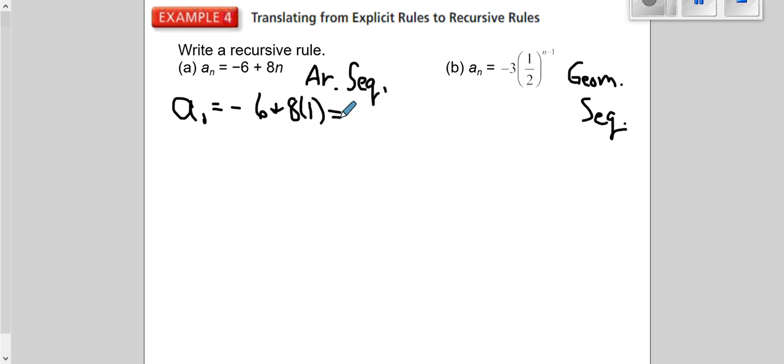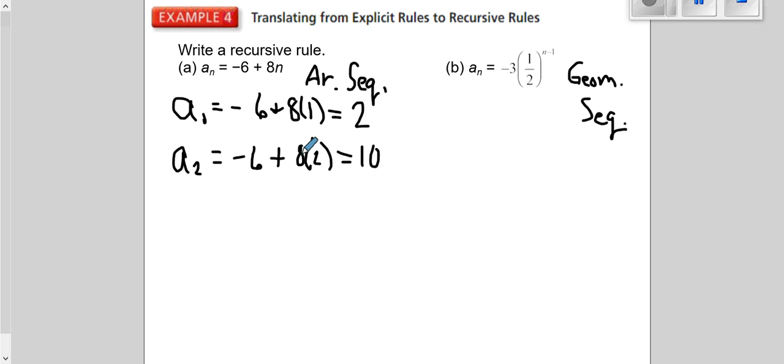So what's a sub 1? A sub 1 is 2. Okay, we don't have to state what a sub 2 is, but I'm going to find it just so that we know what the sequence looks like. Negative 6 plus 8 times 2. 16 minus 6 is 10.